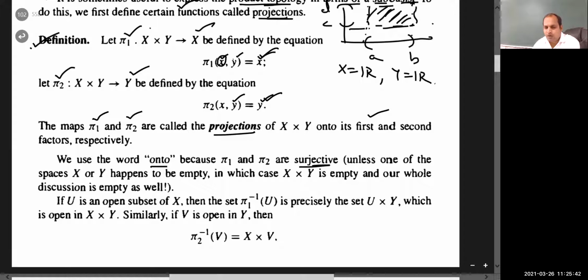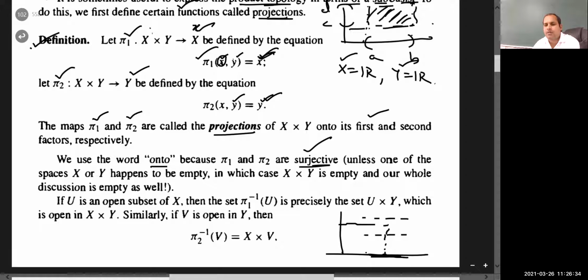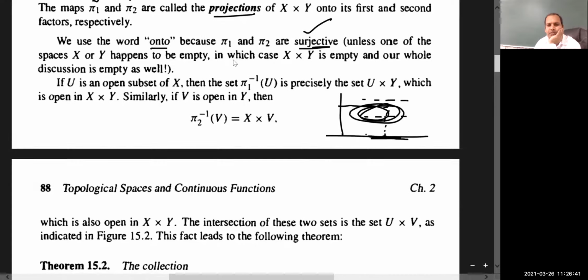Why onto? Suppose I replace X by R and Y by R. Yes, pi1 and pi2 are onto, because if we consider pi1 of X cross Y, take any open set of this and project it on the x-axis, then for every x I always have a pre-image in X cross Y. That figure is already given next.